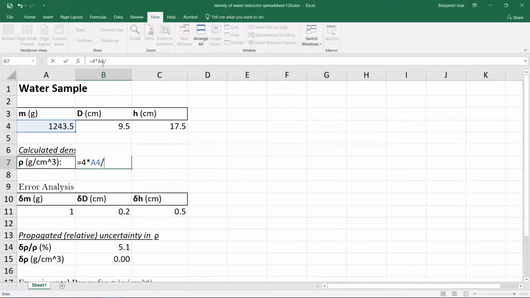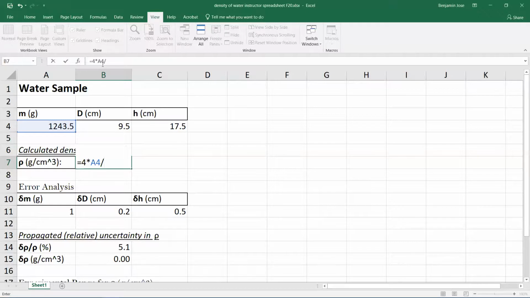now I could wrap the entire denominator in parentheses, the way you would normally do in algebra. But what I'm going to do instead, take a look at that formula. If you're dividing by the quantity pi d squared h, you can actually divide by pi, then divide by d squared, then divide by h. And I do that because I would prefer to have multiple division signs over nested parentheses. The nested parentheses are no fun.